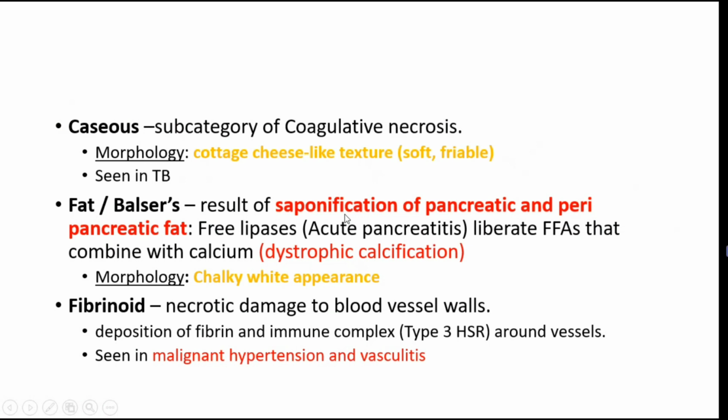Saponification is basically formation of soap, and it happens when the free lipases liberate free fatty acids that combine with calcium, and they form a soap-like substance. The morphology is a chalky white appearance. We'll see how it looks. So this is enough for the fat necrosis. The last subtype of necrosis is fibrinoid necrosis, most commonly seen in blood vessel walls due to damage to the blood vessel walls. And it results in deposition of fibrin and immune complex around the vessels, and is mostly seen in malignant hypertension and vasculitis.